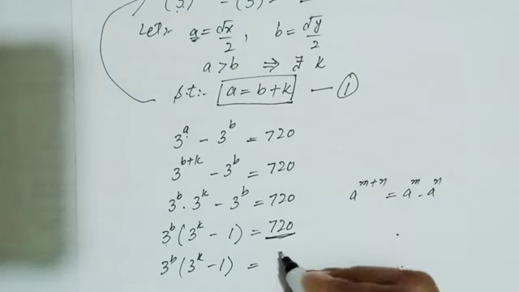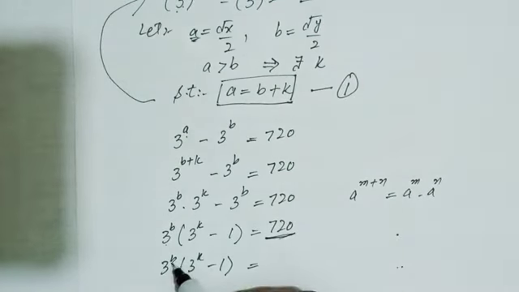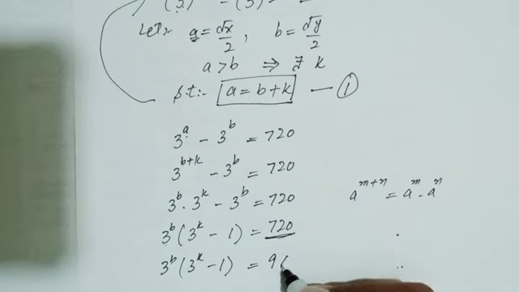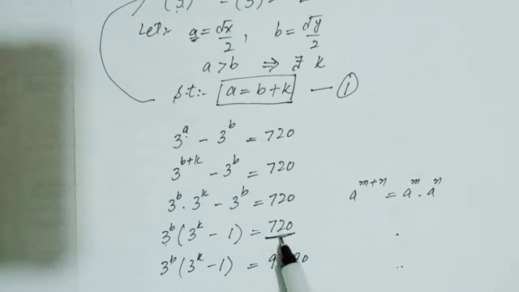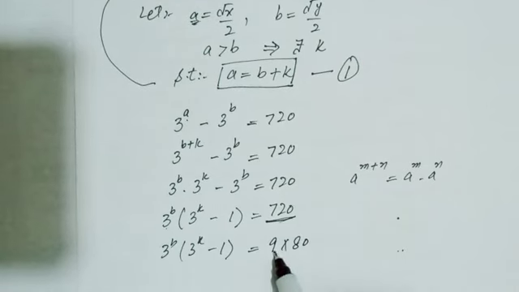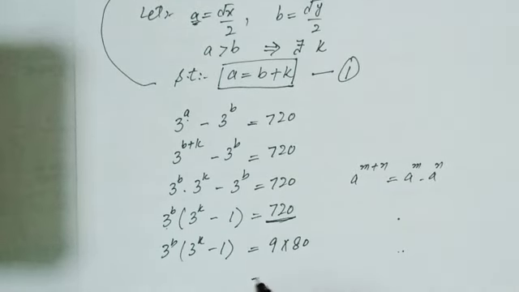I can write this as 3 raised to power b times 3 raised to power k minus 1, and 720 I can write as 9 multiplied by 80. 9 times 8 is 72. So I can write this as 9 multiplied by 80. Now further 9 can be written as 3 raised to power 2, and I have to write this 80 in terms of 3 raised to power k minus 1. So I can write this 80 as 81 minus 1. 81 minus 1 again gives 80.